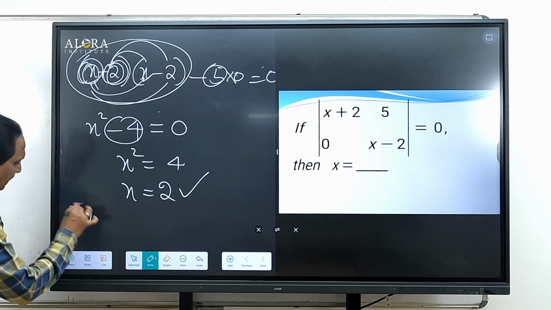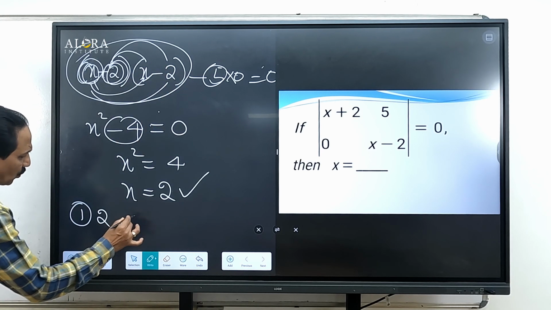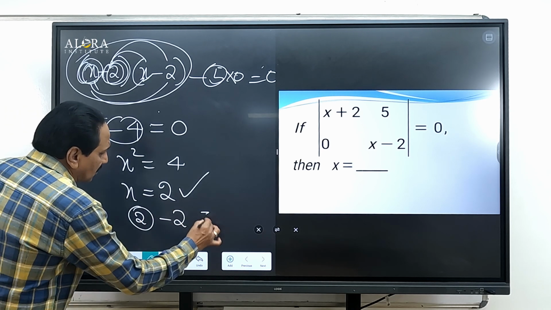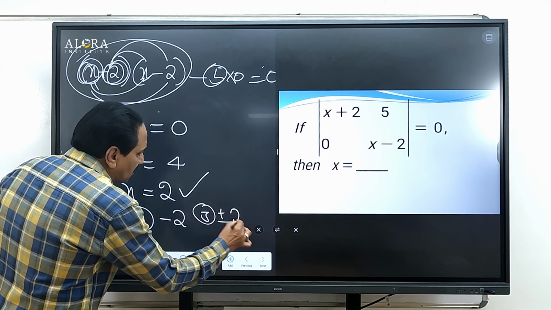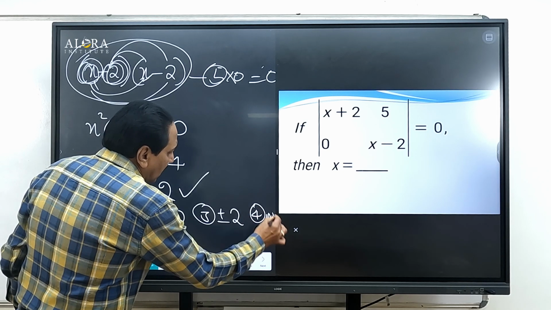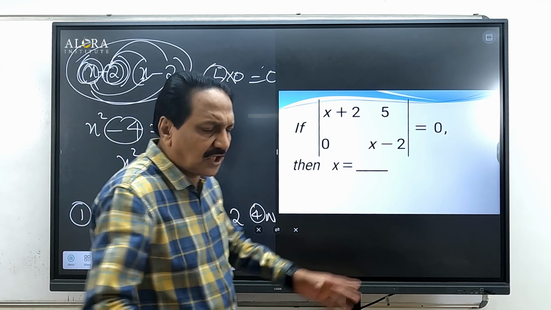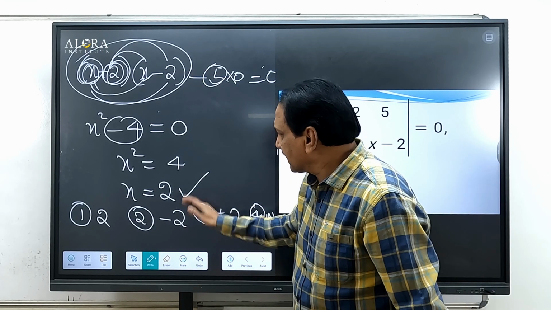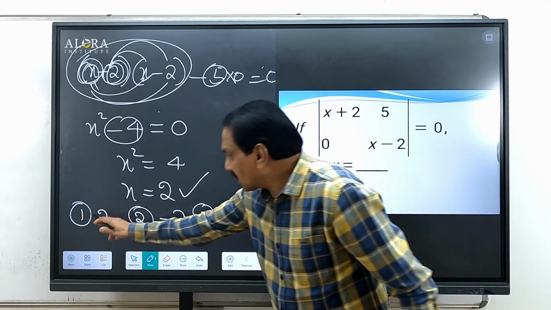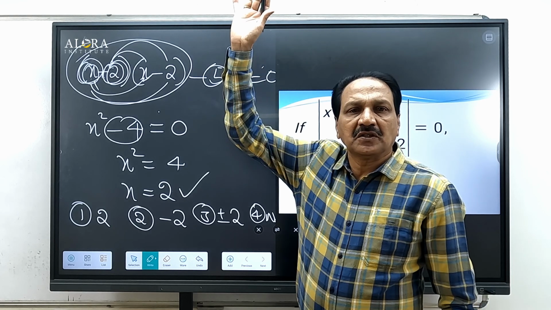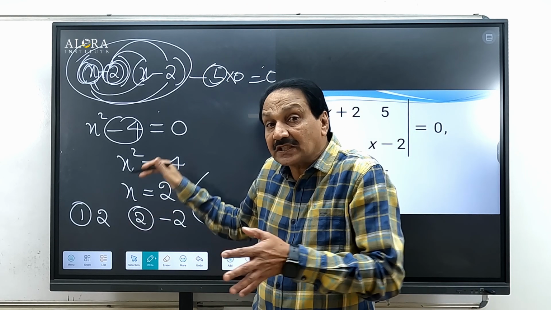Suppose you have got 4 options. 1, this is equal to 2. Second one, this is equal to minus 2. Third one, plus or minus 2. Fourth one, none. What do you do in the DCET or in the usual method? When you solve like this, you get x equal to 2. After the first option, 2, immediately you will just select it. Yes, option is 2. Of course it is correct.